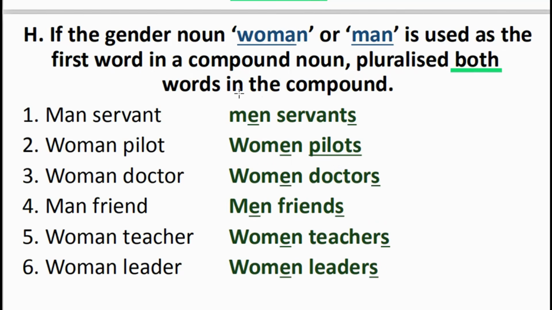In this case, we pluralize both words, the two words, whenever we see woman or man as the first word in the compound. Look at this. Man servant becomes men servants. Woman pilot becomes women pilots. Woman doctor becomes women doctors. Man friend becomes men friends.